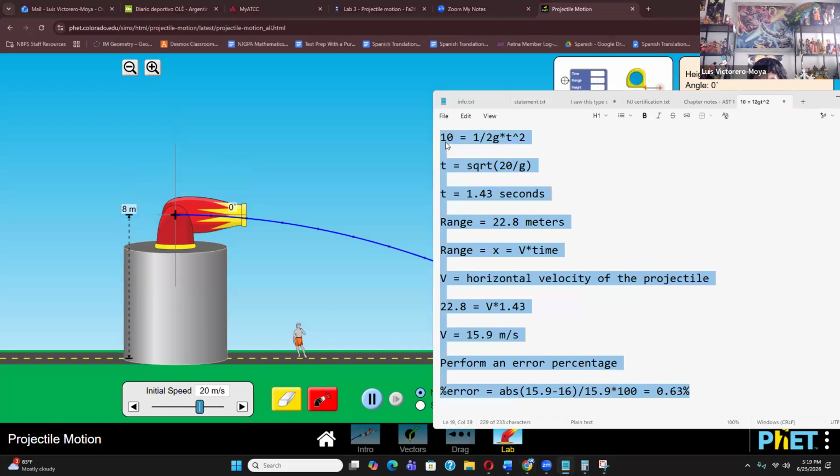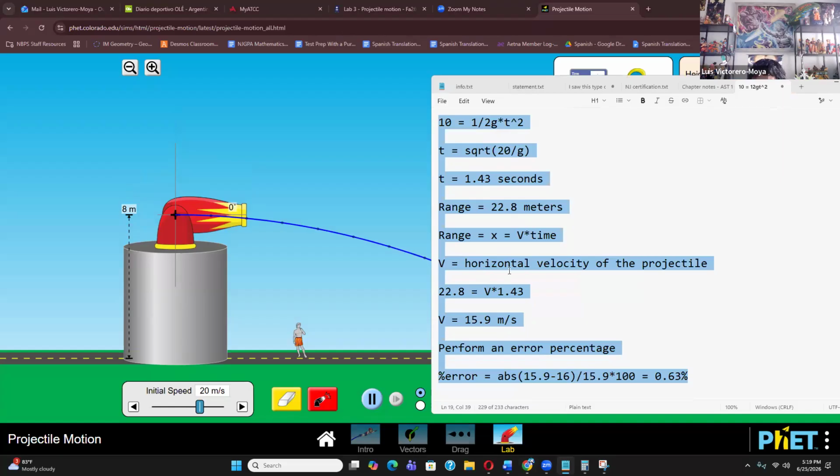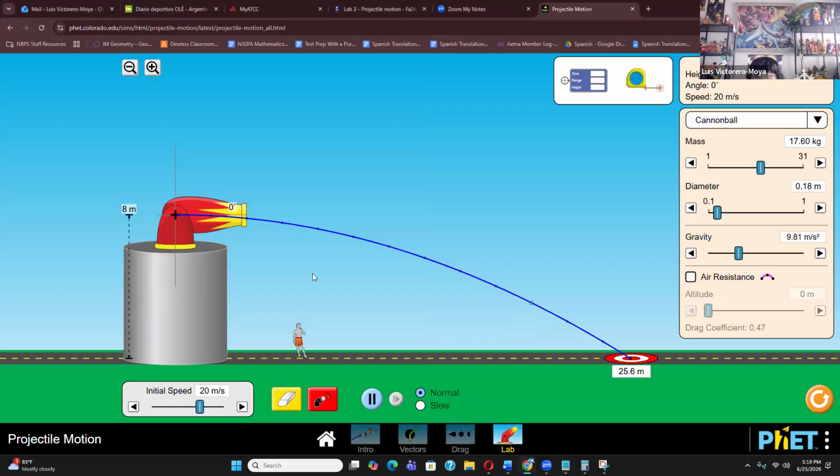This will be 8 now. You will find a different time. The range will be 25.6. The same equation. You find your theoretical speed or velocity, horizontal velocity, and then you do a percentage error based on this value here. So the first part is very easy. All right.